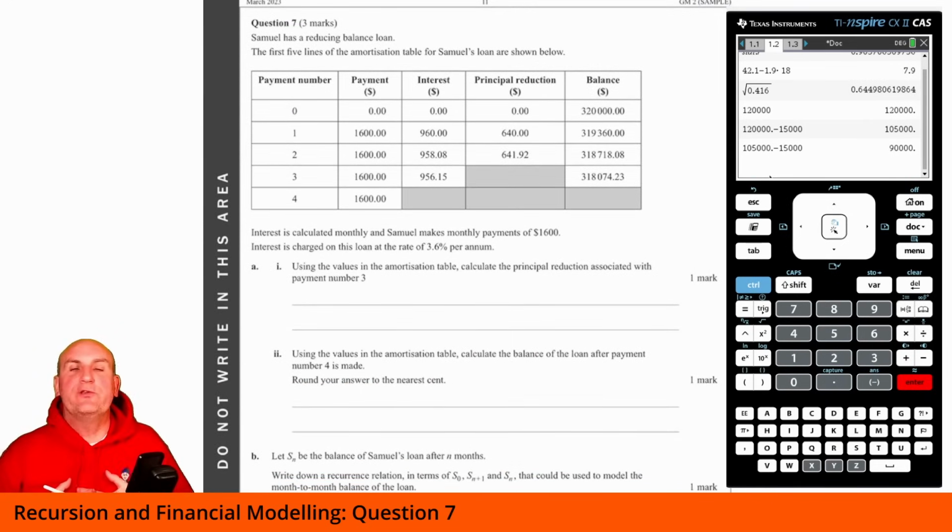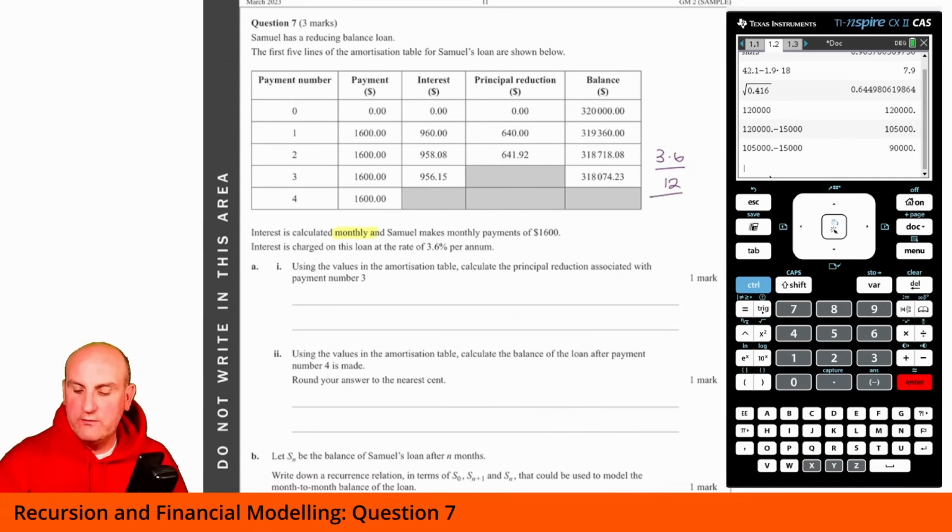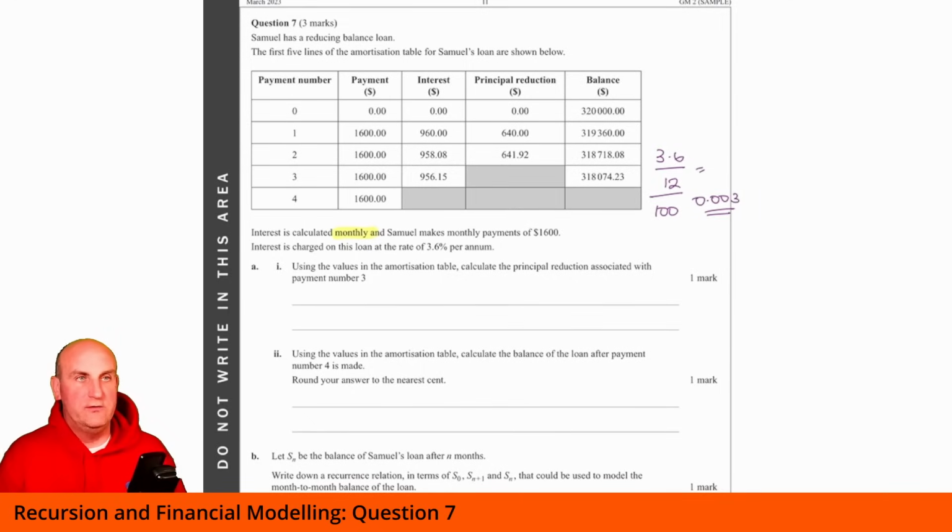Tricky. Amortization tables. I love amortization tables. Samuel has a reducing balance loan. The first 5 lines of the amortization table for Samuel's loan are shown below. Interest is calculated monthly. That's very important to know, right? So we know that each line of that is basically a month. And Samuel makes monthly payments of $1,600. Interest is charged on the loan at 3.6% per annum. Okay, so the first thing I'm going to do is 3.6 divided by 12 divided by 100 to tell me what my line interest rate is, right? And that actually works out to be 0.003. I always tend to work that out as a side calculation simply because it means that it's there for me to use, so I know how to go line to line to line.